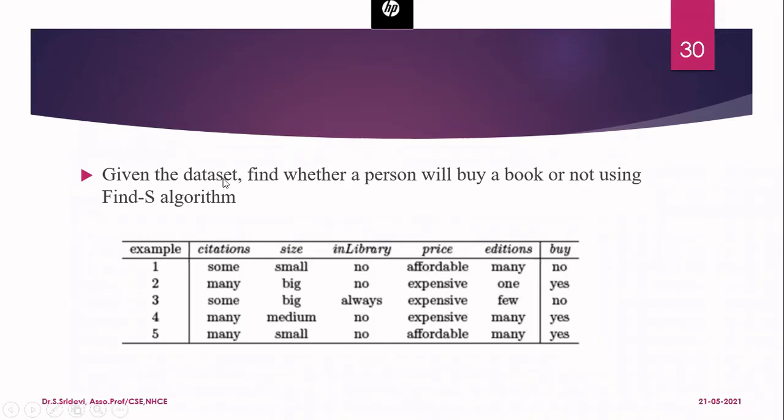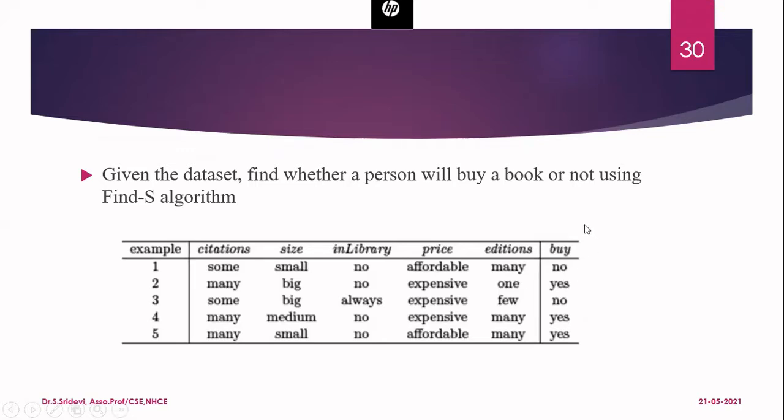Given the data set, you are going to find out whether a person will buy a book or not using the Find-S algorithm. This is a data set taken from a bookshop. They have identified whether a person coming to the bookshop will buy a book or not. So the output can be either yes or no. It is Boolean valued data.